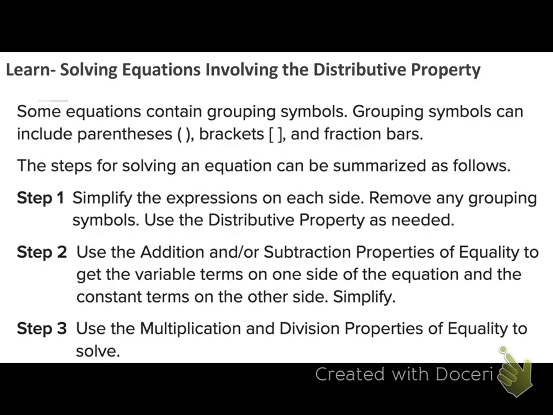Step 3, use the multiplication and division properties of equality to solve, to isolate your variable. So we really just added one step here to what we've been doing on the past 2 examples. Now we're going to have to simplify before we start moving our variables and our constants. Any questions about those steps? I'm going to give you a little bit of time to write these down. Okay, let's go ahead and move on.